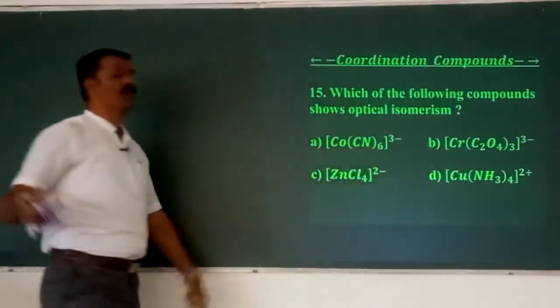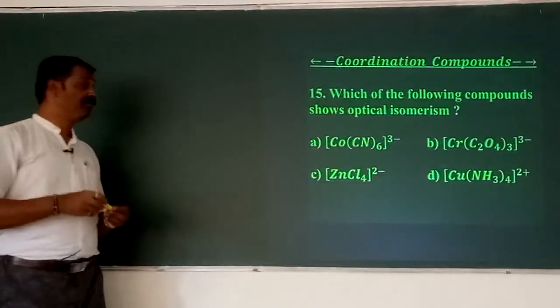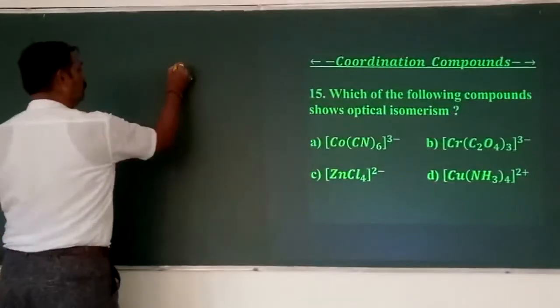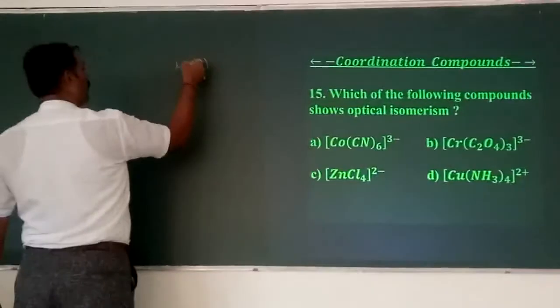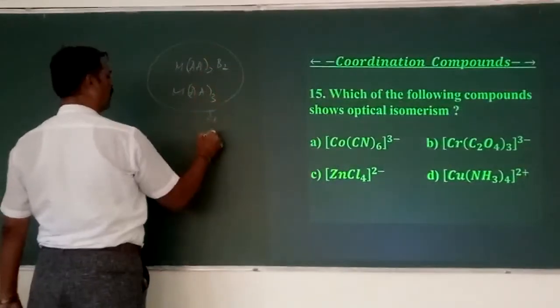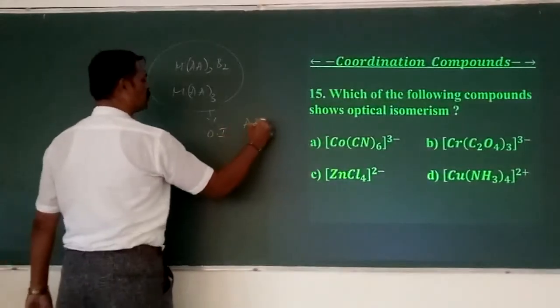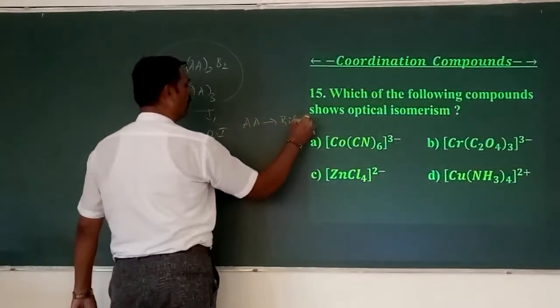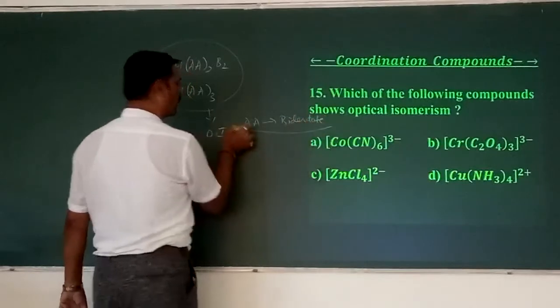Which of the following compounds shows optical isomerism? M A twice B2, M A thrice can have the optical. A is called as what ligand? Bidentate ligand.